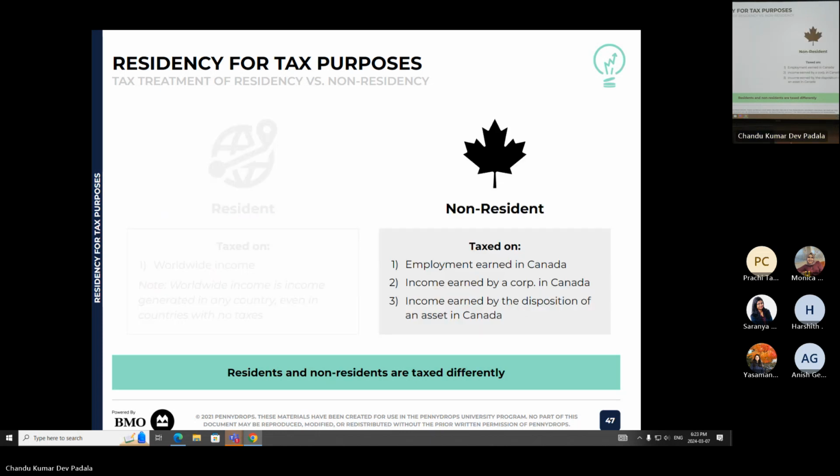Whereas if you're a non-resident, so let's say you have Canadian citizenship but you decide to go live and work in another country, you're only going to be taxed on employment income you earn in Canada. The money earned in the country that you're working in, the Canadian government will not touch. If you're earning any income from a business in Canada, you're still going to be taxed on that, as well as income earned by selling any of your assets in Canada. That'll still be taxed in Canada.